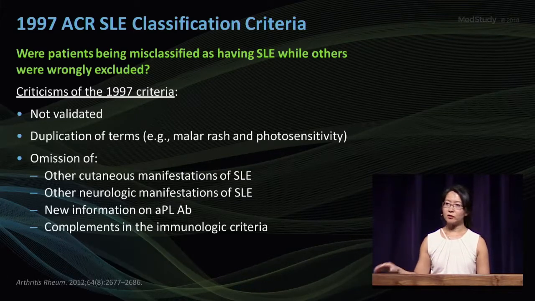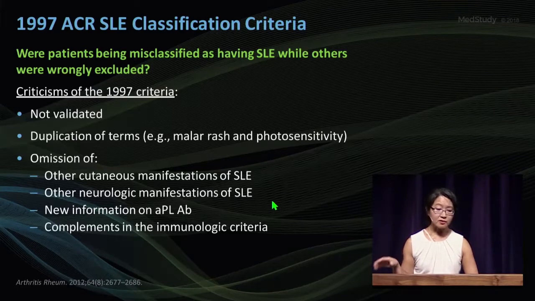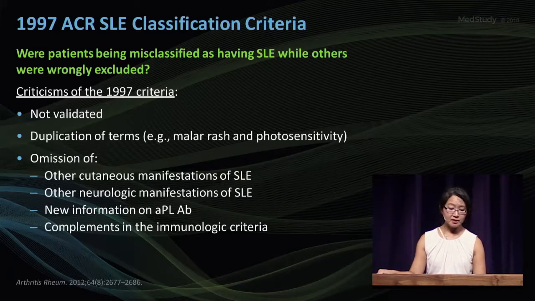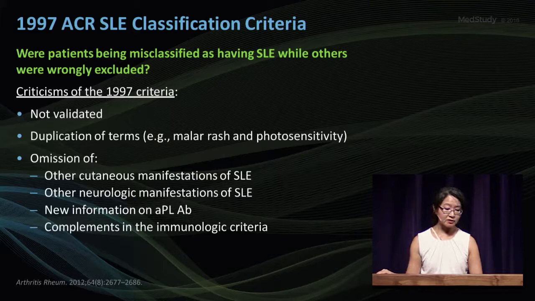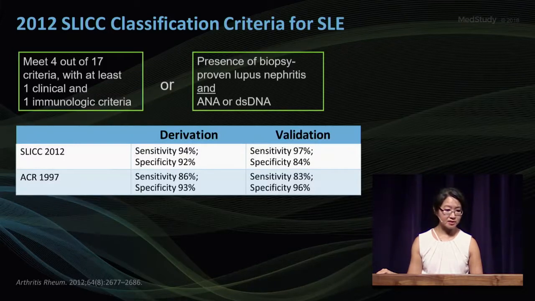And so the reason why new criteria develop is because, well, this is back in the 1990s. They've never been validated. And there's reduplication of terms. Like I said before, a malar rash or a discoid lesion, they're photosensitive rashes. So why should we have photosensitivity as a separate criterion? There are also other cutaneous manifestations of lupus, as well as neurological manifestations of lupus that have never been mentioned in the 97 criteria. And we also have new information about antiphospholipid antibodies, and we also now recognize that complement is part of the deranged immune system.